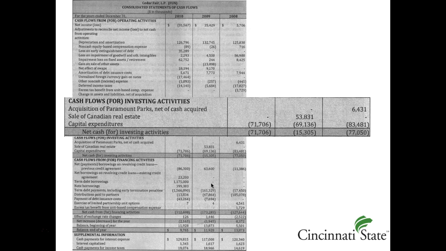Cedar Fair spent approximately $72 million in 2010, $69 million in 2009, and $83 million in 2008 for capital expenditures. That means that they're acquiring new or renewing existing capital assets. They sold the Canadian real estate in 2009. In this section, we will look into every item that occurred and the bottom line as well.